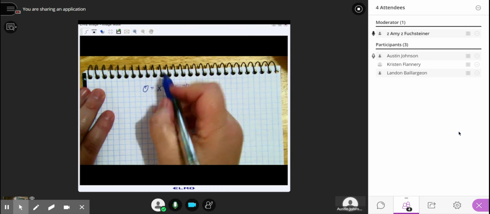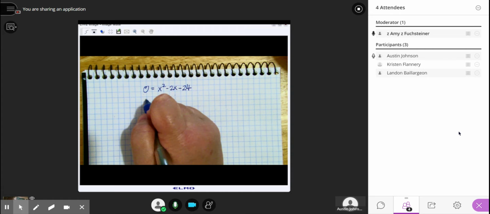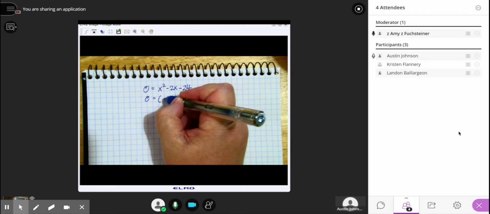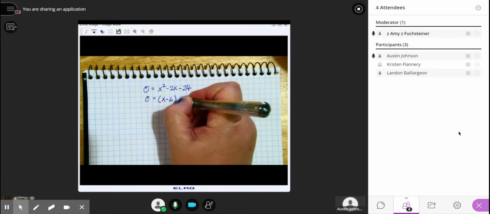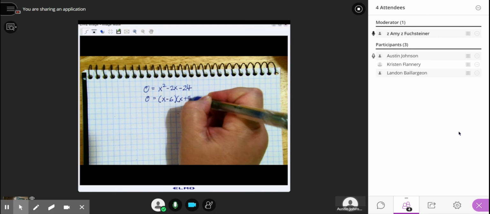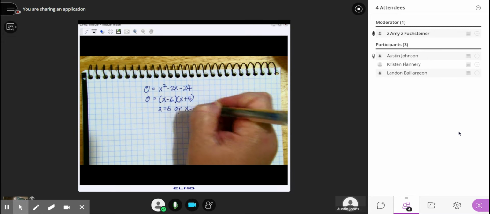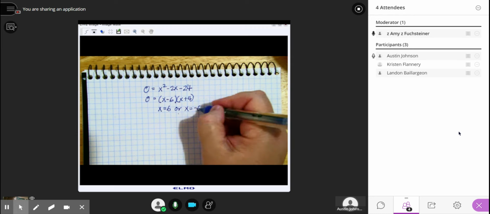Can you factor that one? x squared minus 2x minus 24? So x could be 6 or x could be negative 4.